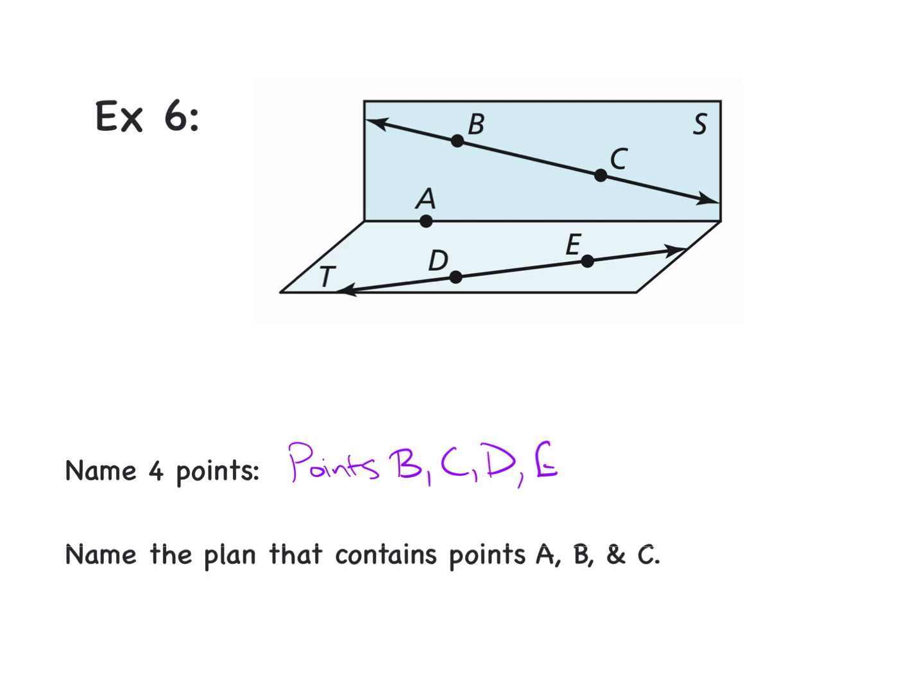So A would be on the intersection line, so it's on both of them. Yeah, point A is on both because it's on the line that's touching both of them. Good point. Okay, good question.